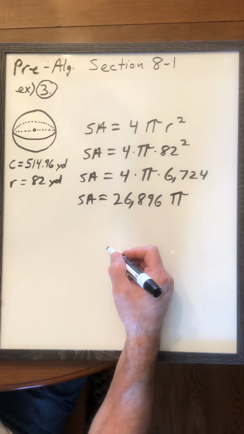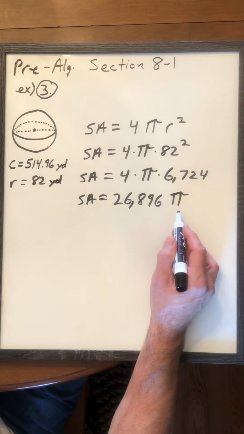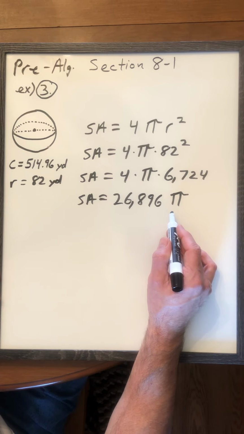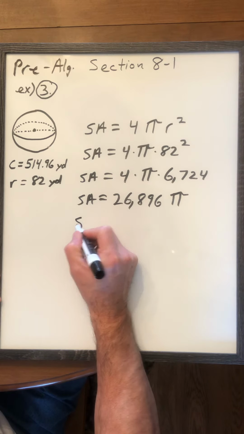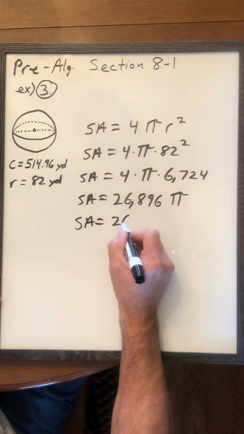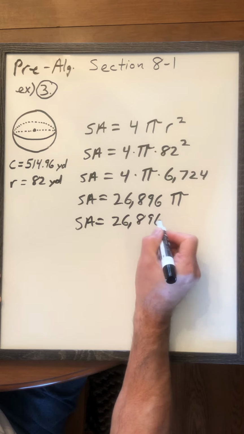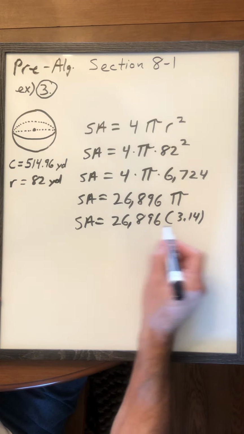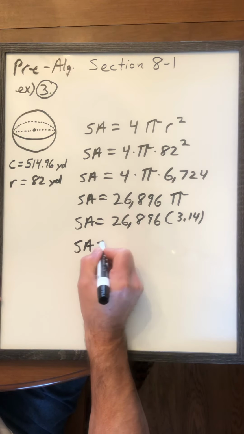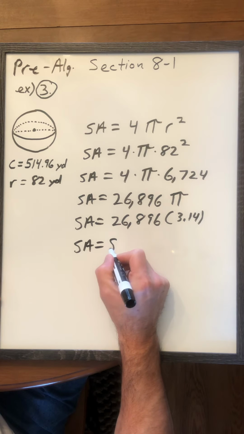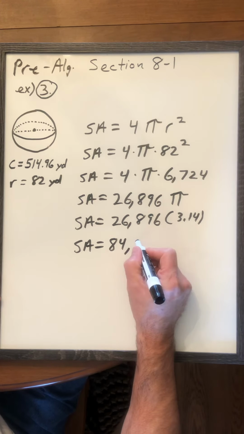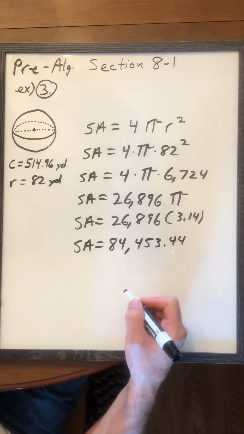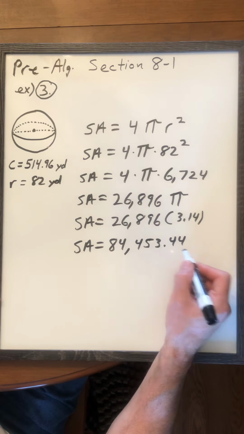And then we still have our pi symbol in there. We're leaving pi in there because if they want us to leave it in terms of pi, there we would have our answer. In this particular problem though, we're going to go ahead and put in the 3.14. So 26,896 times 3.14. And we're going to have to multiply those together. And that gives us an answer of 84,453.44.